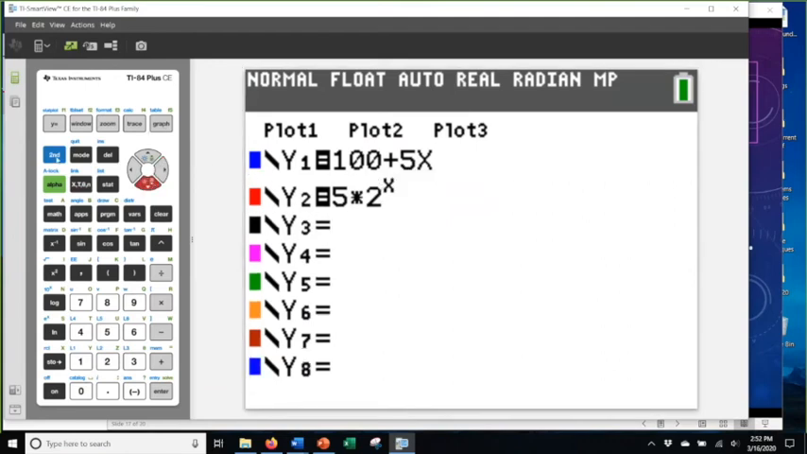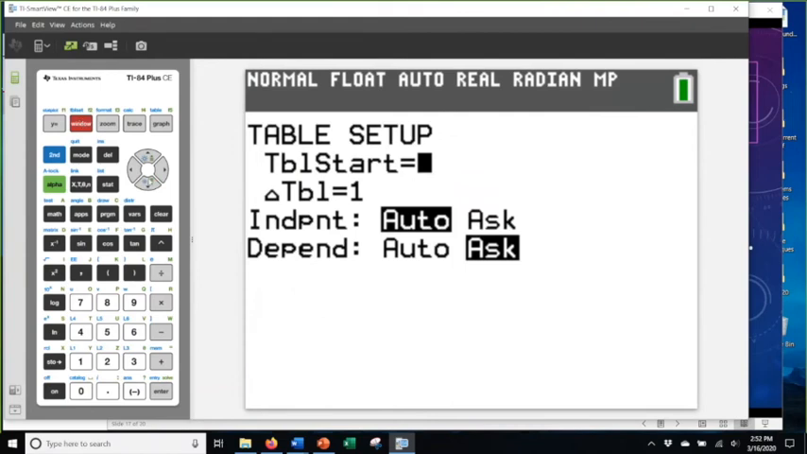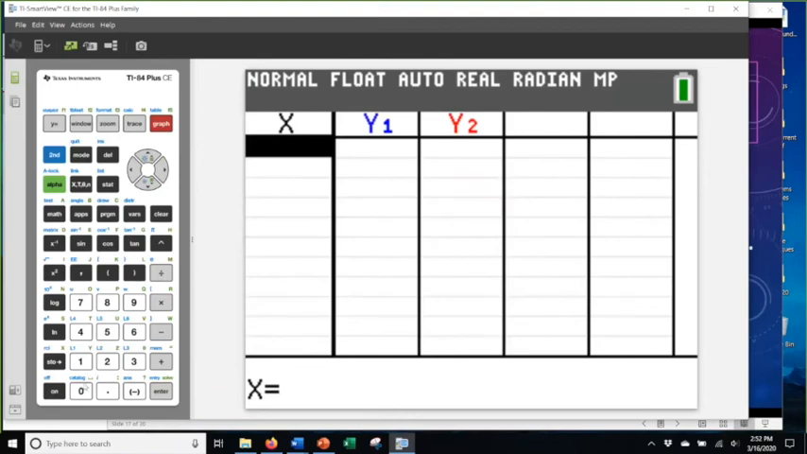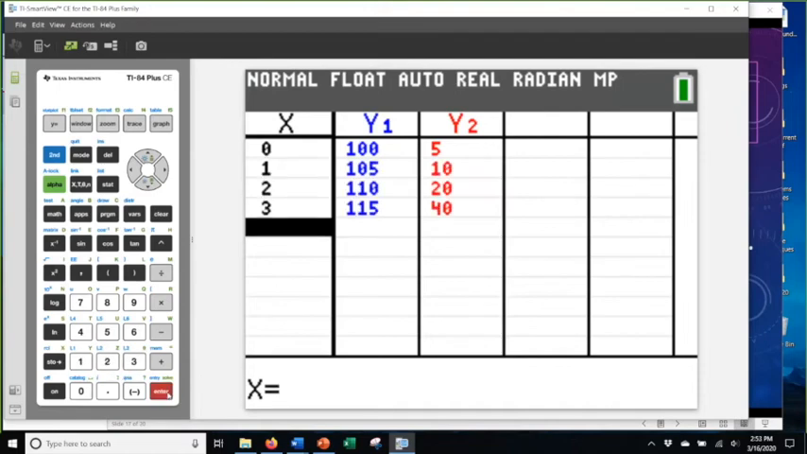Okay, so let's go back to our table. I want to start with 0, increment by 1 week at a time, but this time we're going to make the ask be independent. Let's take a look. If we have week 0 before we start, we've got starting with $100 or $5. Week 1, week 2, week 3. Looks like the first scenario really has a ton more money, but once we get to week 4, we can see that the second scenario catches up and goes past.